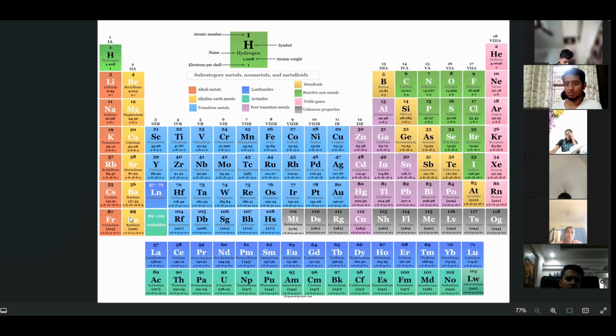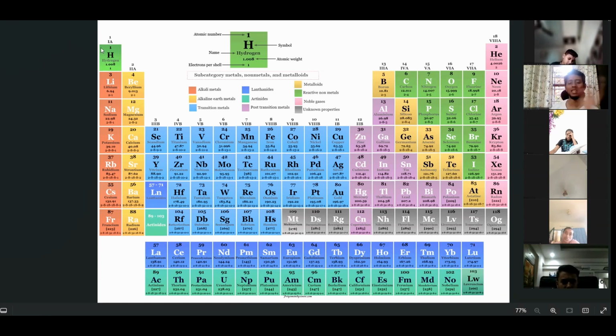What is common for all the elements in group 2? Their valency is +2 because they donate 2 electrons in the outermost orbit. Next, group 3's valency is +3. Group 4's valency is plus or minus 4. Group 5 is -3. Group 6 is -2. Group 7 is -1. And group 8 is 0. So that is the reason why elements are in groups, because their valency is matching.